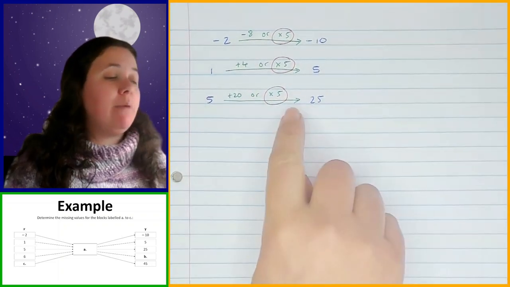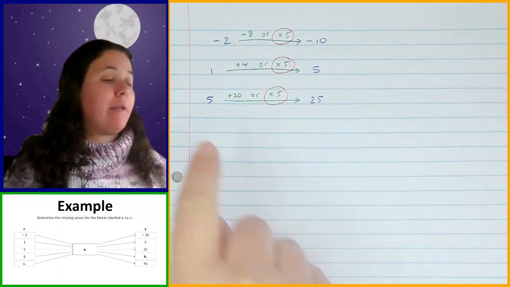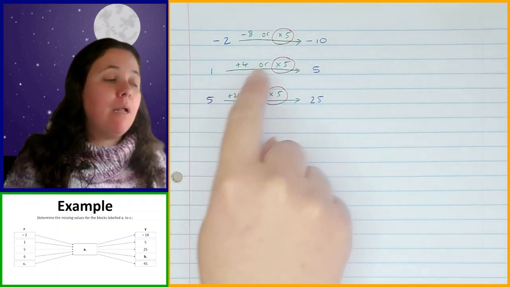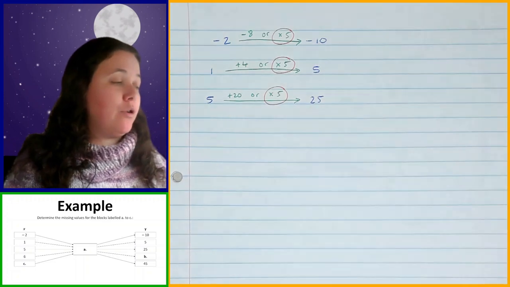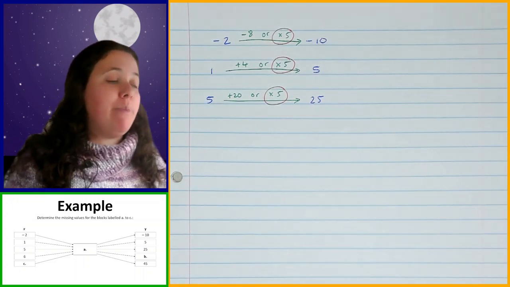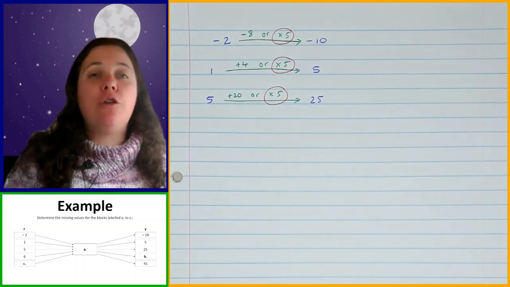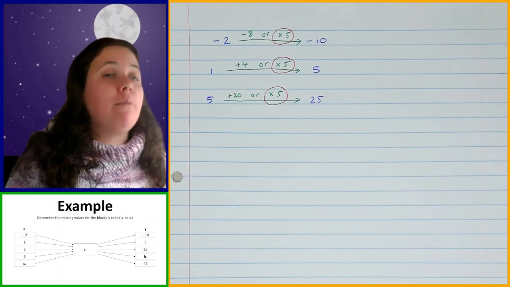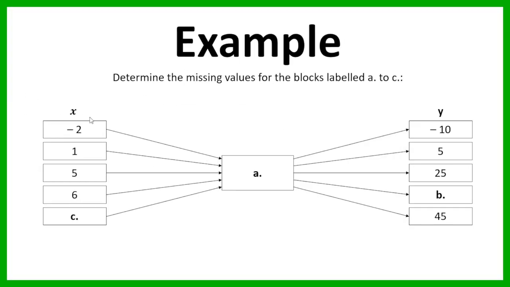So this is where my rule is going to come from: I must take my input, multiply it by 5, and that will give me my output. So now my rule is going to be based on that. Now I need to make sure that I use the correct variables. In my flow diagram I've got x for my input values and y for my output values. So that's telling me that my equation is going to be using x and y, where x is my input and y is my output. So it's going to be y equals something with x.